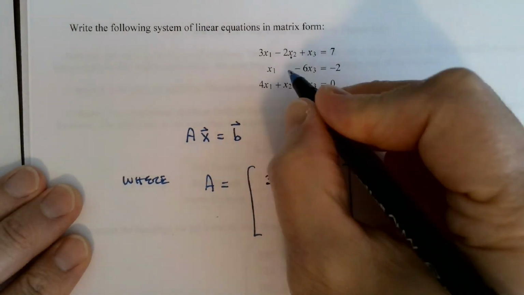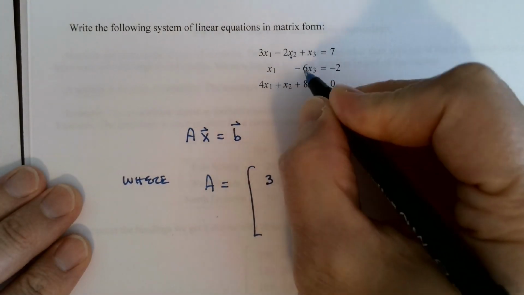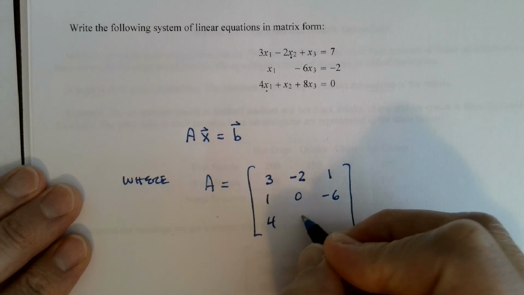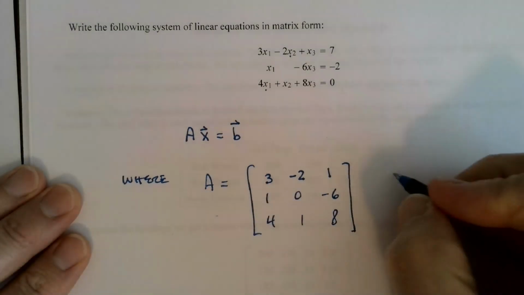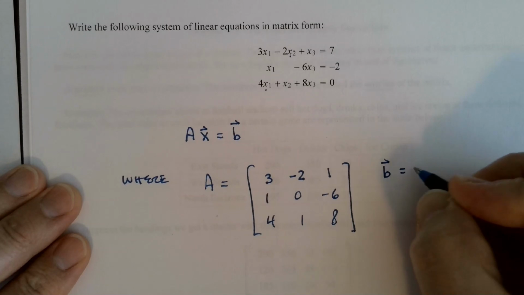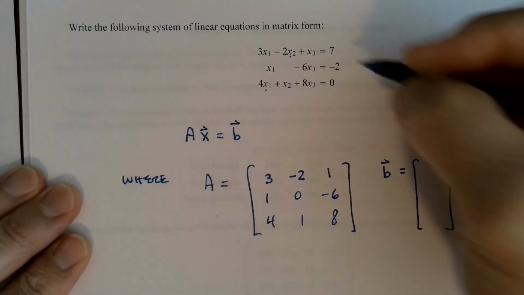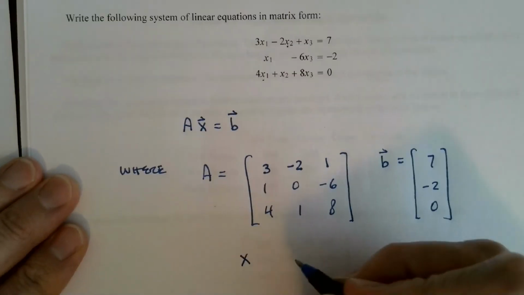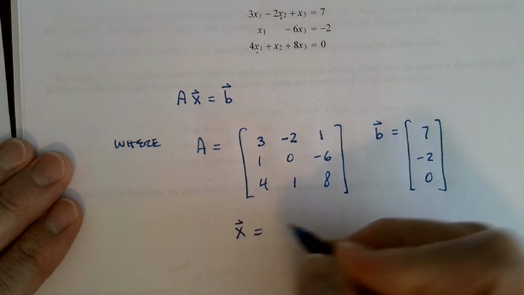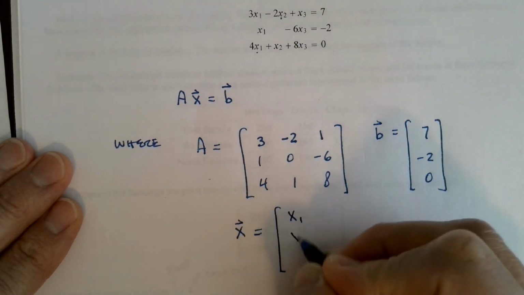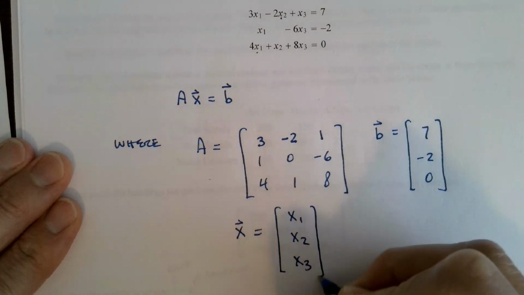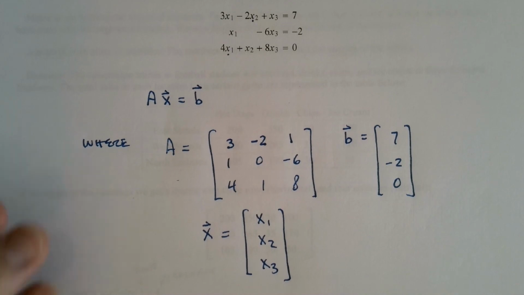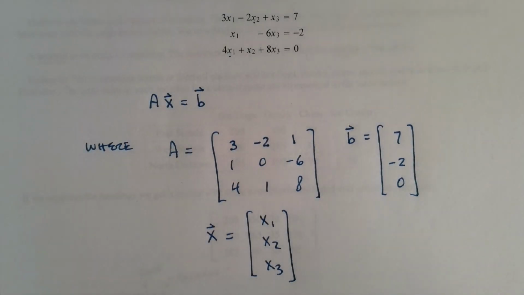Then what? 1. What do I put here? There's no x2, so 0. And then negative 6. So 1, 0, negative 6, 4, 1, 8. So there's my coefficient matrix. The vector B is my constants, right? That's a 3 by 1, where I'm just going to put in these constants, 7, negative 2, and 0. And of course, X is my variables or unknowns, right? And I'm just going to put x1, x2, x3. There. Okay. So there is that system written in matrix form, and a very, very useful thing.